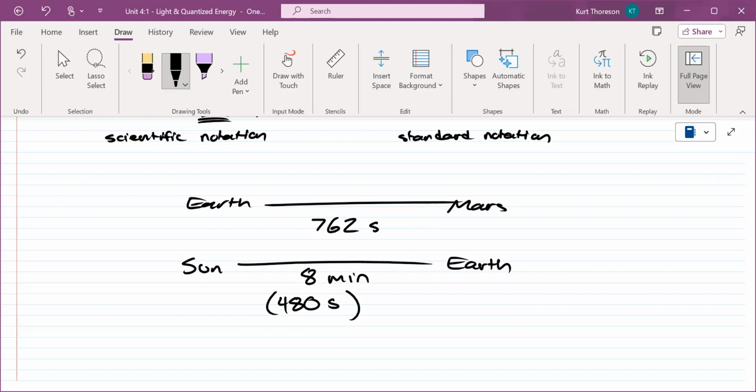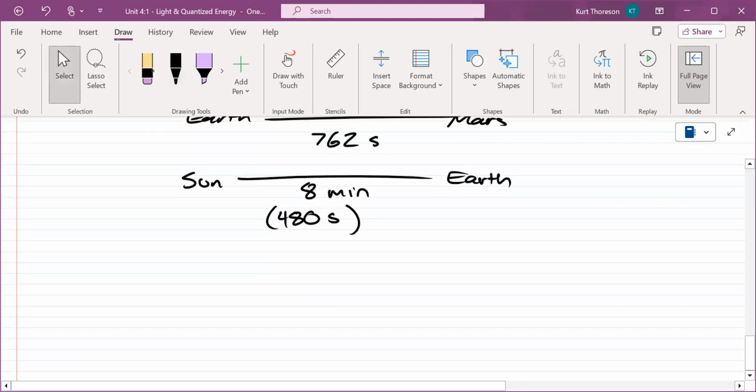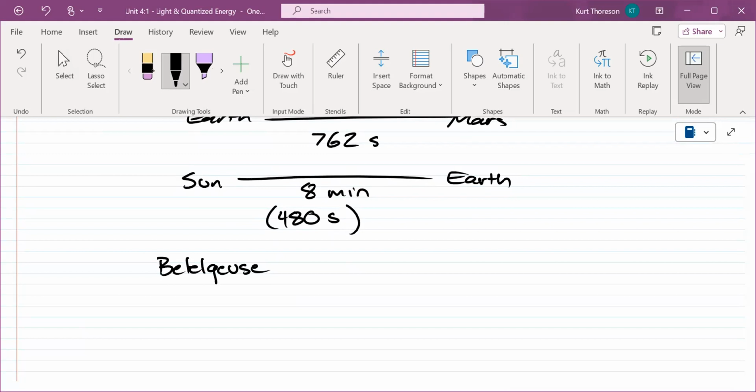So what I want to talk about next is a star called Betelgeuse. Yes, Alex? Does the force of gravity travel at the same speed as light, so we can be in orbit for 8 minutes? No. That's another factor. It does not travel the speed of light.